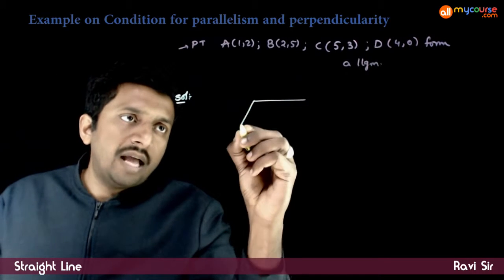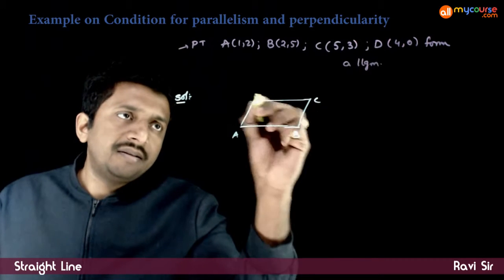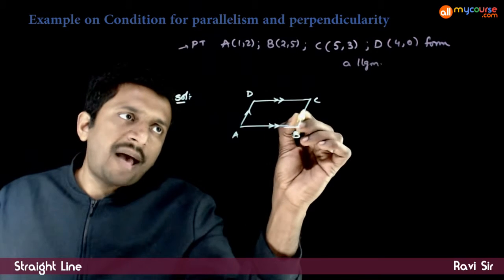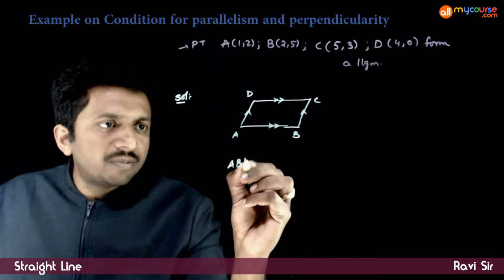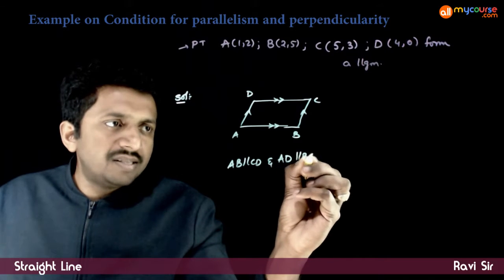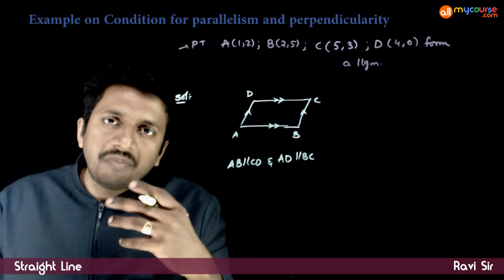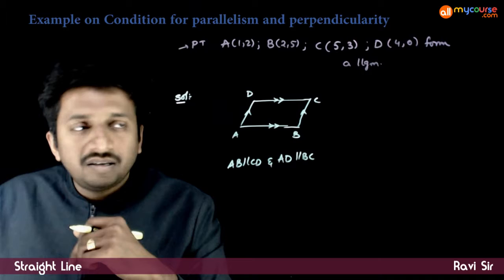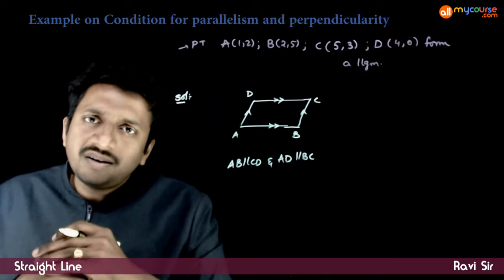If a quadrilateral has to be a parallelogram, then the pair of opposite sides have to be parallel to each other. If I can prove that AB is parallel to CD and AD is parallel to BC, so if I can prove that these two are parallel and these two are parallel, obviously this forms a parallelogram. Now, how do I prove that two lines are parallel? If their slopes are equal.